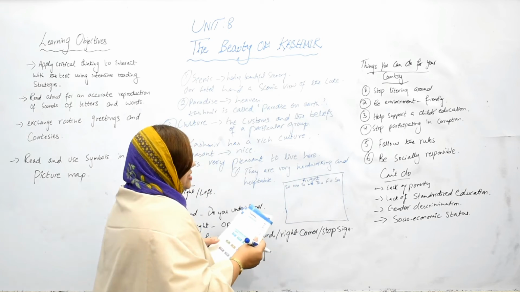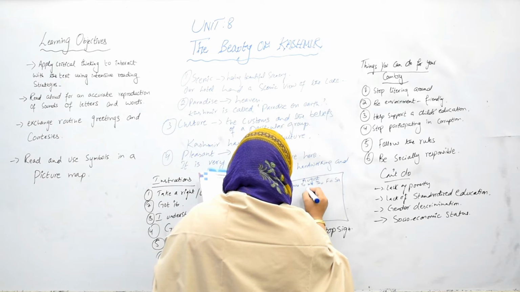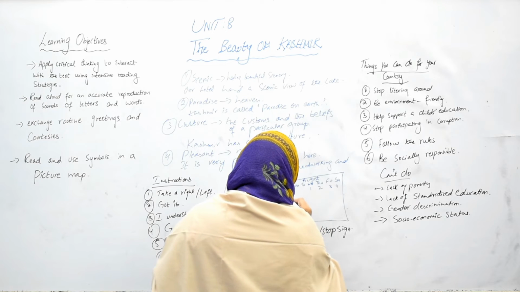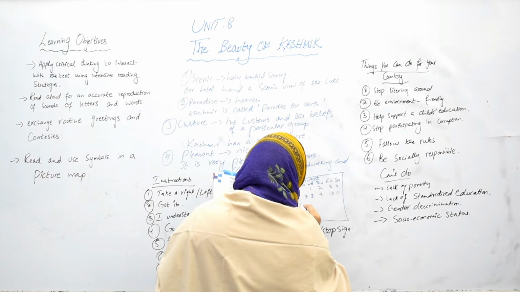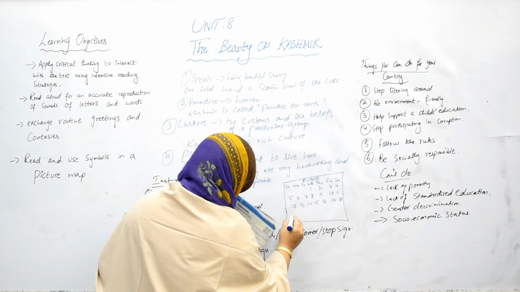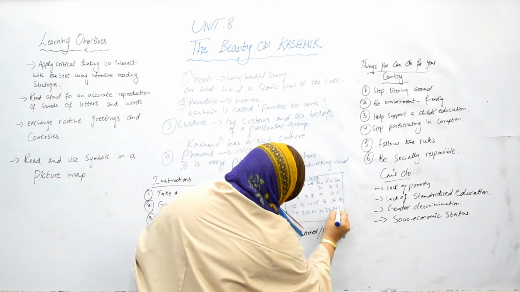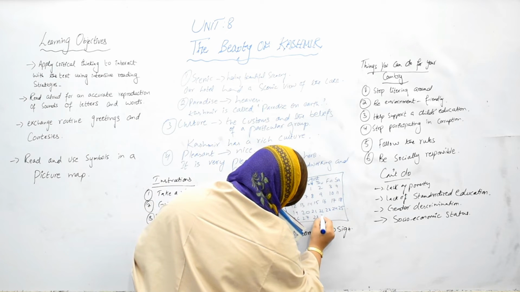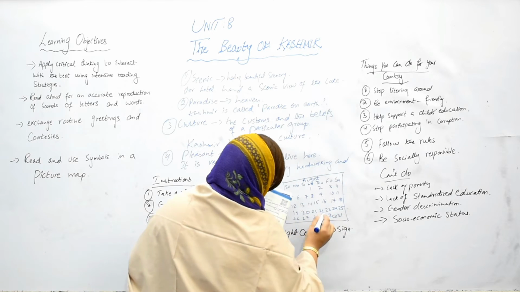Now I'm writing the dates. The August one is starting with that one. 1, 2, 3, 4, 5, 6, 7, 8, 9, 10, 11, 12, 13, 14, 15, 16, 17, 18, 19, 20, 21, 22, 23, 24, 25, 26, 27, 28, 29, 30 and 31.